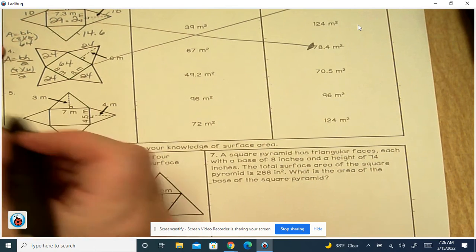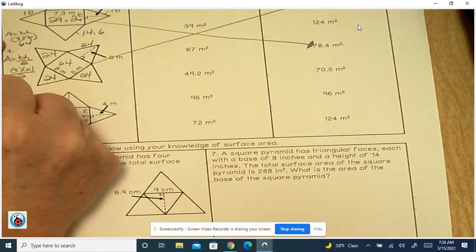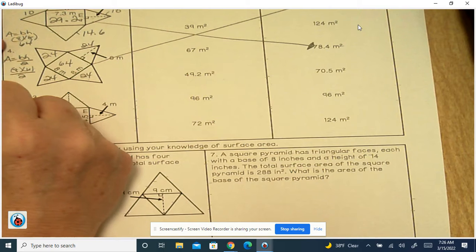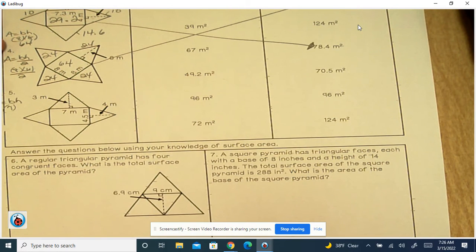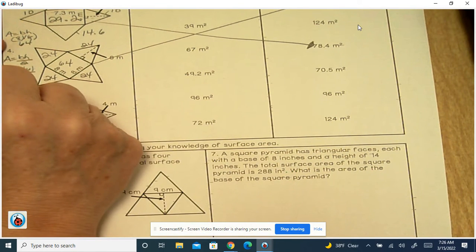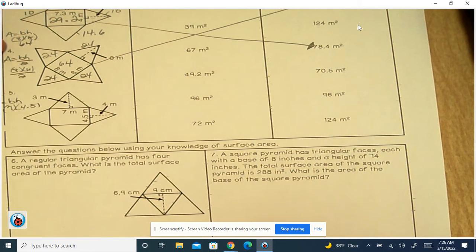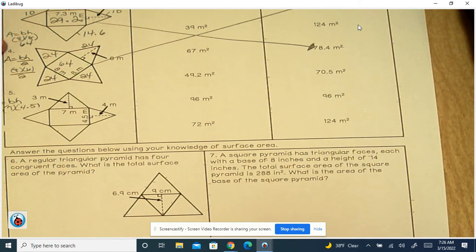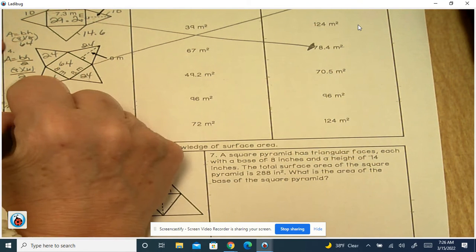And then the last one here, we have a rectangle again, base. So it's area equals base times height. We have 7 times 4.5. And 7 times 4.5 is 31.5.